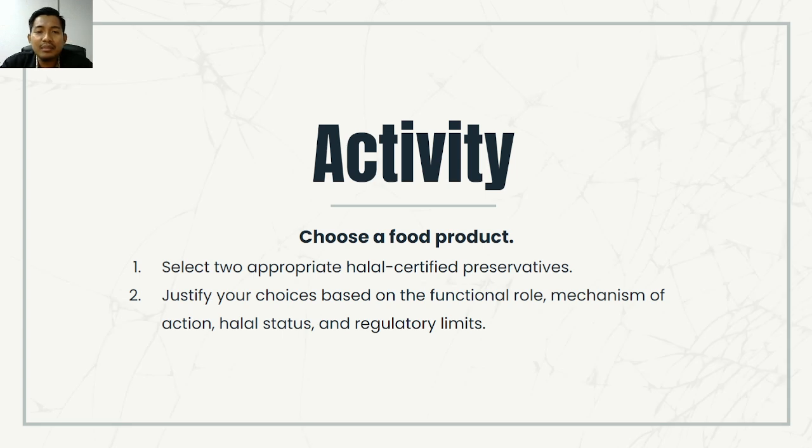So there are some activities that I provide in the clip. You have to choose a food product. You can snap picture, and you can find this product either in supermarket, etc. And I want you to identify 2 appropriate halal certified preservative in the label lah kan. And then justify your choice based on the functional role, mechanism of action, halal status, and regulatory limit lah. First thing first, based on the ingredient, you can describe the function of the preservative, antimicrobial ke, antioxidant, and etc.